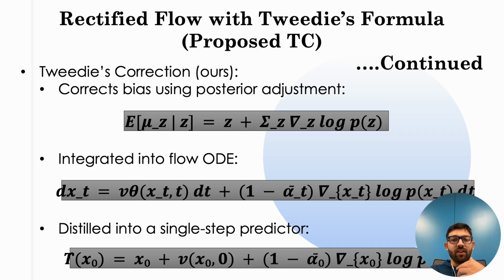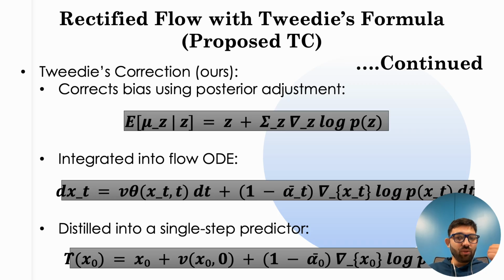Integration of the flow. This correction is integrated directly into the flow ordinary differential equation, that is SDE or ODE. This modifies the velocity field equation to incorporate the Tweedie correction term. The modified equation now guides the image generation process not only towards the target image, but also towards the most probable part of the data distribution, which helps ensure anatomical and pathological accuracy.